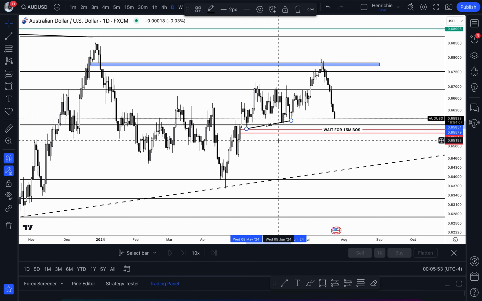So that is my analysis. That is what I'm watching so far, and potentially if I do see this trade play out, I'm going to enter it on my own account. So that is my analysis.